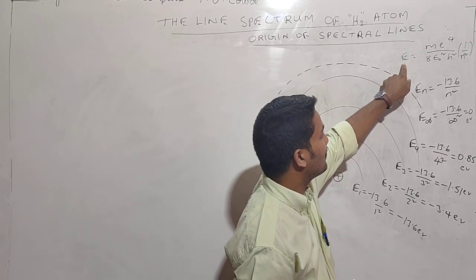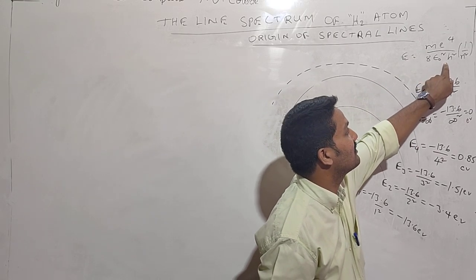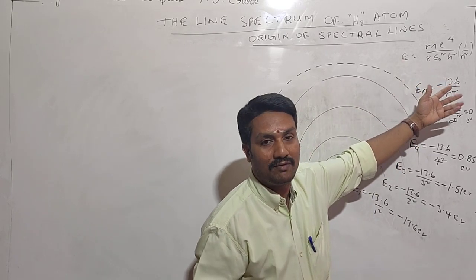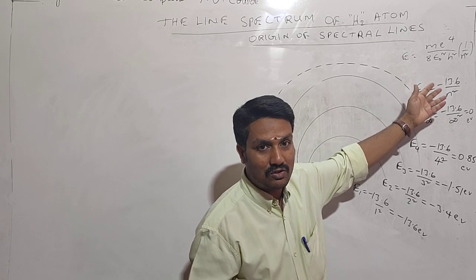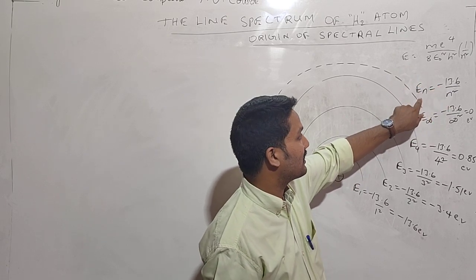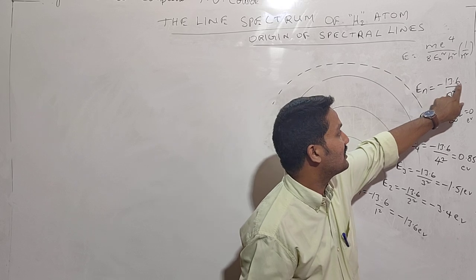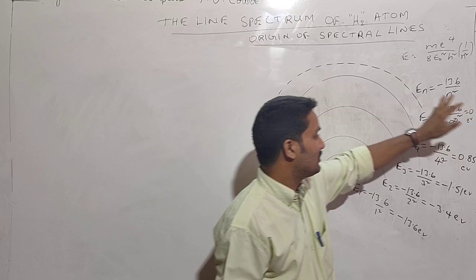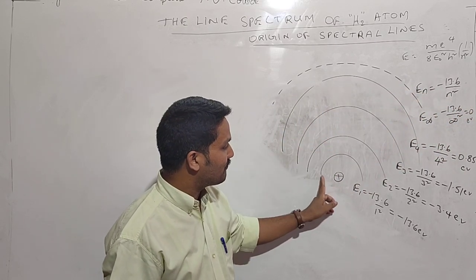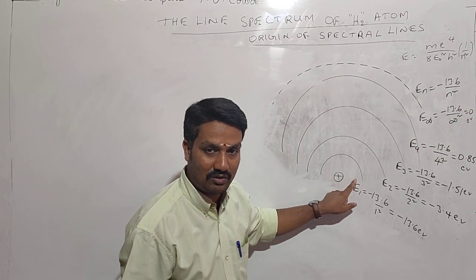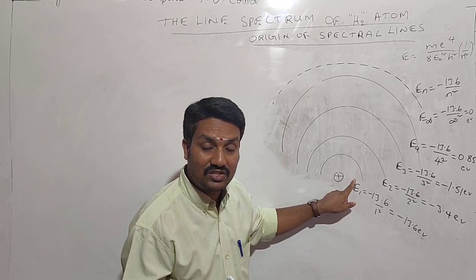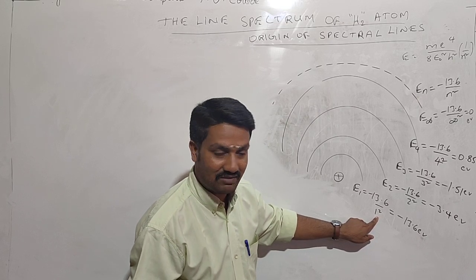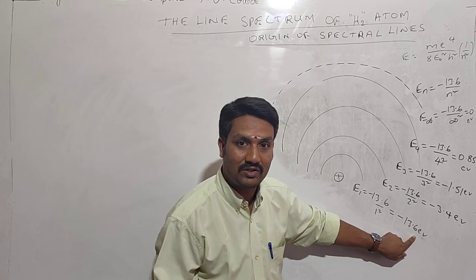So we know the actual formula: E is equal to minus m e power 4 divided by 8 epsilon naught square h square, times 1 by n square. For the hydrogen atom, we have to take z is equal to 1. If you apply this, then we get En is equal to minus 13.6 divided by n square for the hydrogen atom. Now for the first orbit, the first stationary, non-radiating orbit, we have E1 is equal to minus 13.6 divided by 1 square. Then what we got? Minus 13.6 electron volts.